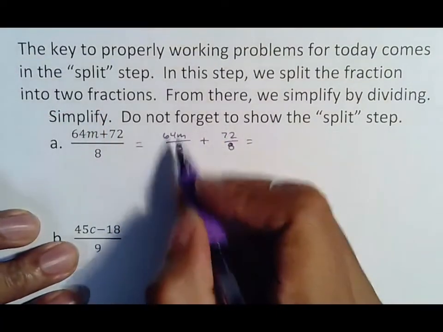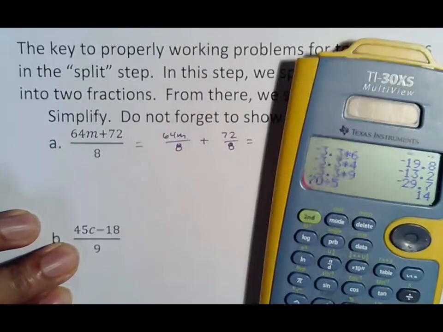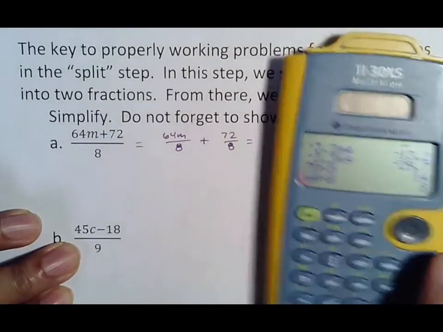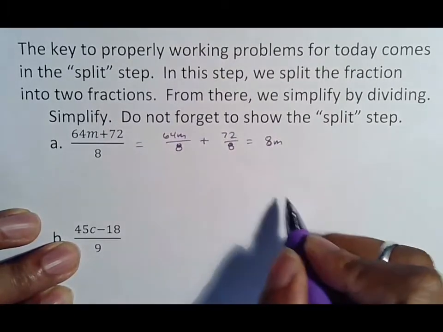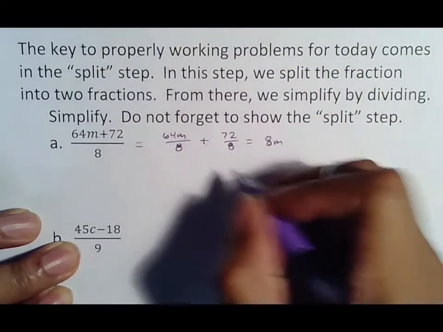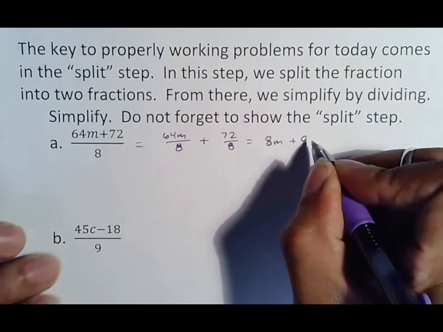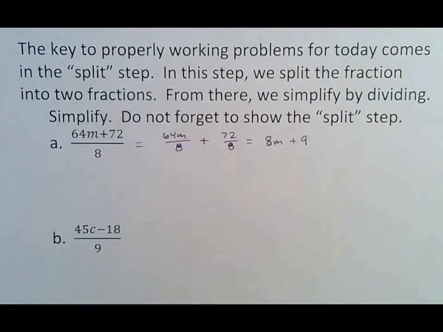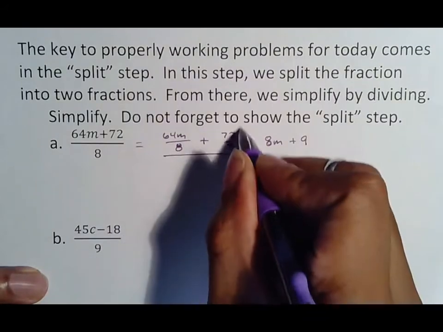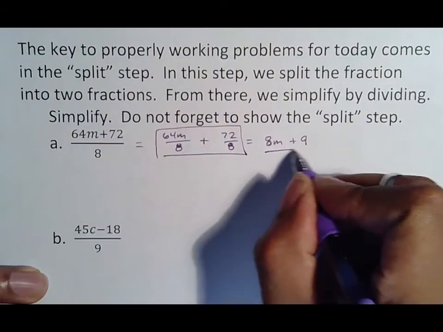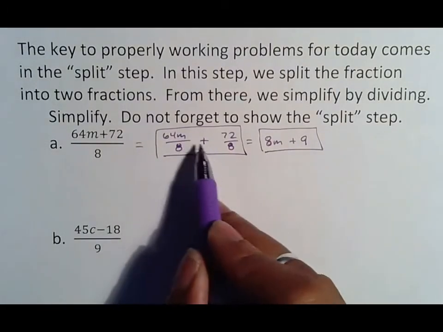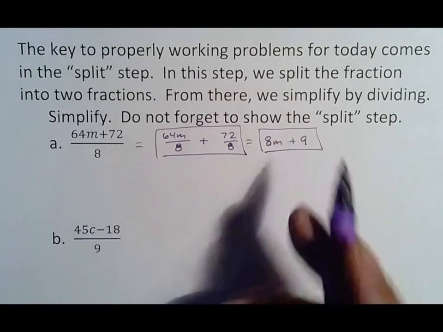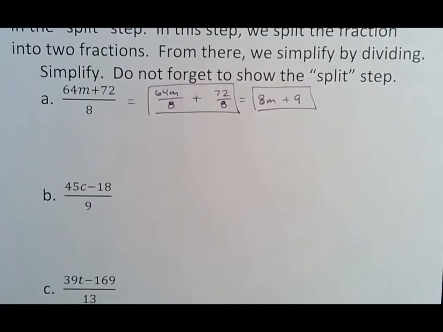If you don't know what 64 divided by 8 is, grab your calculator. 64 divided by 8 is 8. But don't forget there's an m, so 8m. And then 72 divided by 8 is 9, so plus 9. That's all. This would be your first box of work in your MathXL, and this will be your second box of work. I am forcing you to show the split, so I know you at least understand the concept of splitting it and then simplifying each one of those parts.